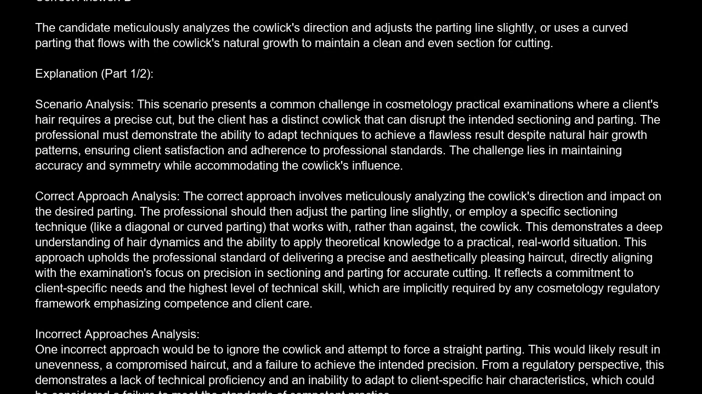Correct answer is D. The candidate meticulously analyzes the cowlick's direction and adjusts the parting line slightly, or uses a curved parting that flows with the cowlick's natural growth to maintain a clean and even section for cutting.